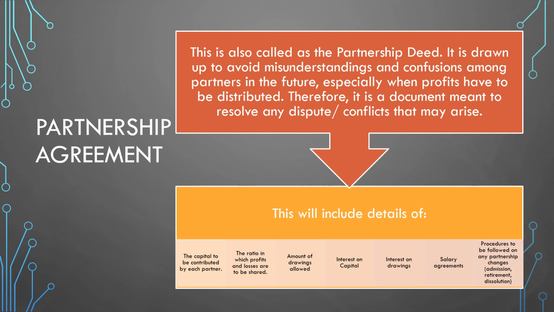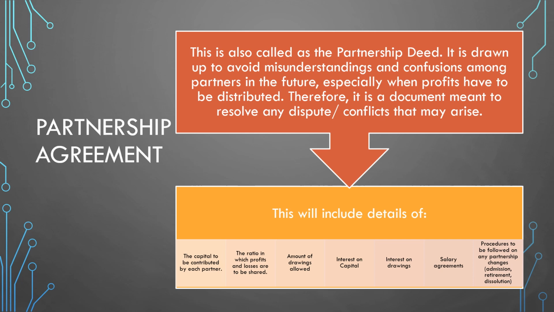Inside a partnership agreement, basically these are the items that they will include. We have the capital to be contributed by each partner. So they will decide who contributes more, who contributes less. The ratio in which profit and loss are to be shared. Maybe the ratio will be more for those that contribute more, so it will be fair. Amount of drawings allowed. They must have a maximum amount of drawings that the partner can withdraw from the partnership.